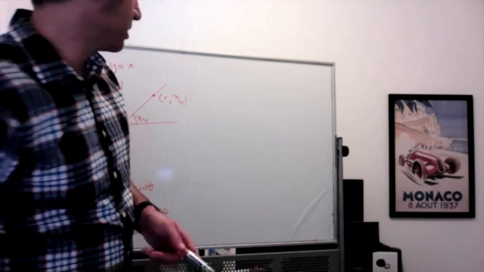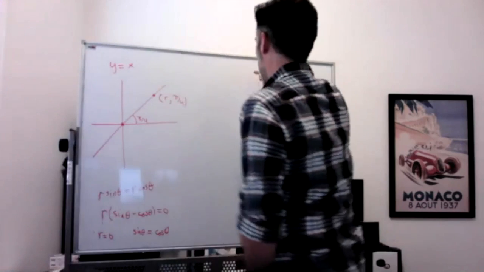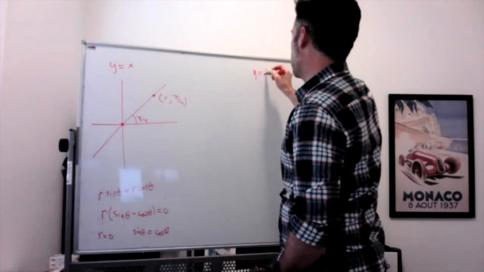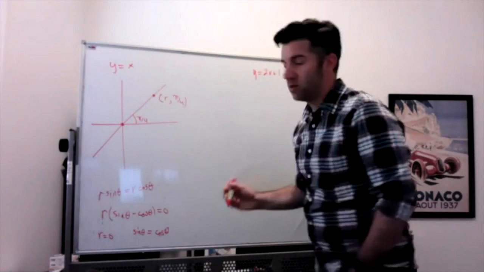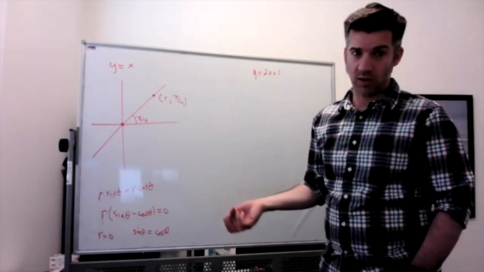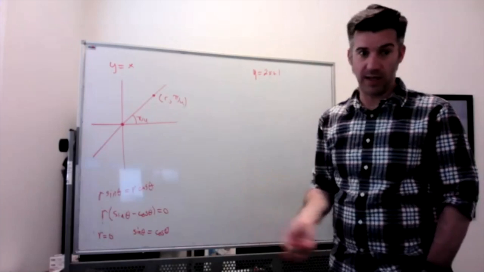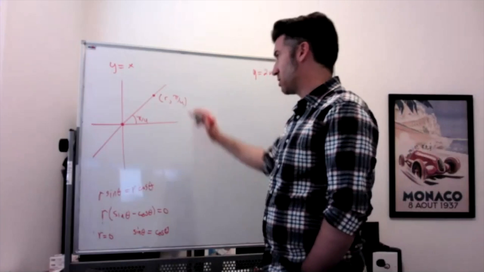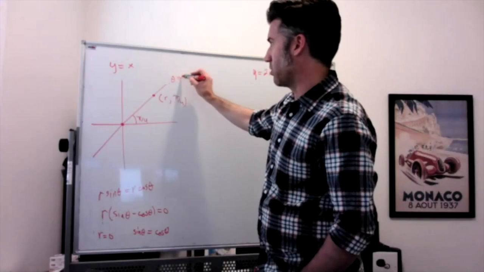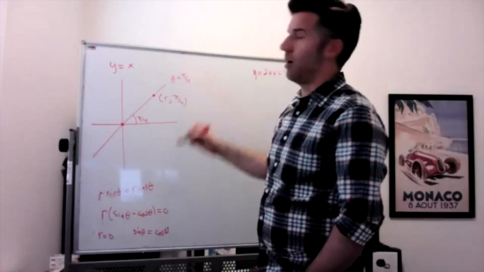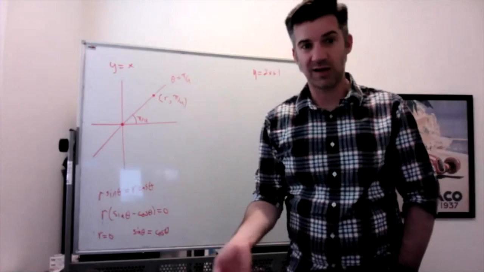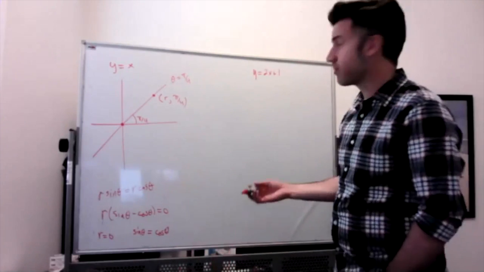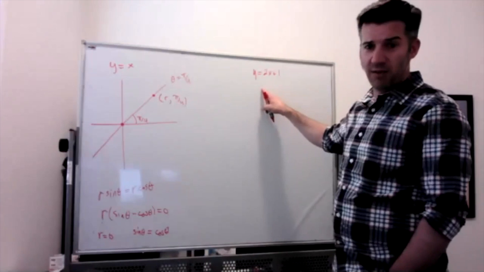Then you can get some funky stuff. You have something like y equals 2x plus 1. Straight lines that go through the origin are always going to be just an angle, theta equals something. Notice, by the way, that this line is the line theta equals pi over 4. That one doesn't have r as a function of theta because there really isn't any r to have. With something like this, things are a little bit weirder.